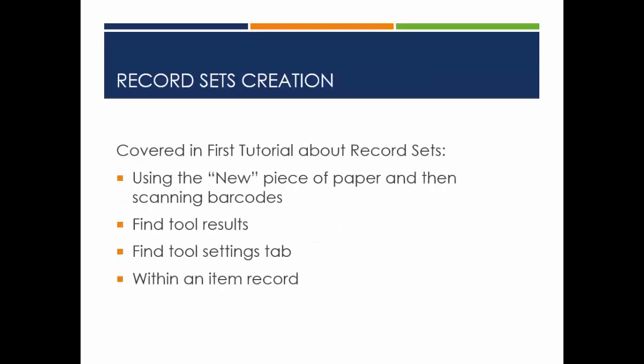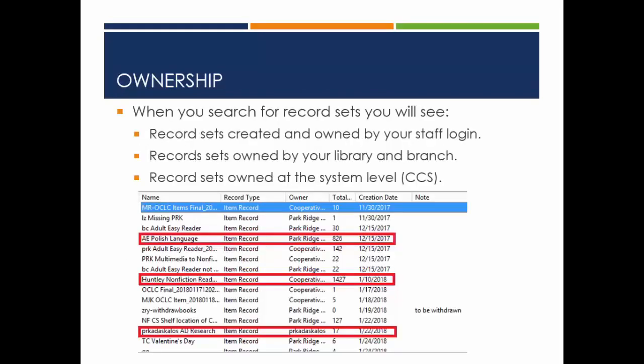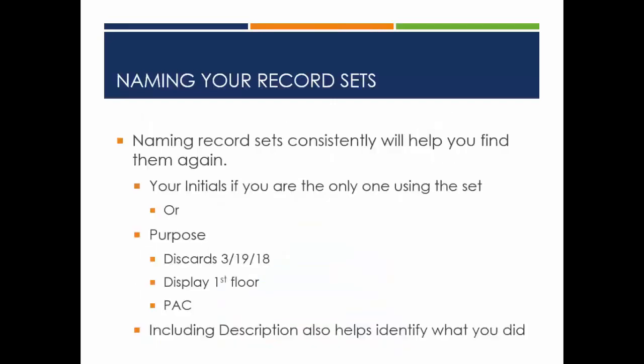The first tutorial on record sets, called Creating Record Sets in the Staff Client, includes information about creating record sets. Record sets are owned by individuals, libraries or branches, or the system. You can edit the record sets at any of these levels. You cannot see or edit other staff members' record sets. Naming your record sets helps you to find the sets you are working on. Including a description will help explain why and how the record set was created.